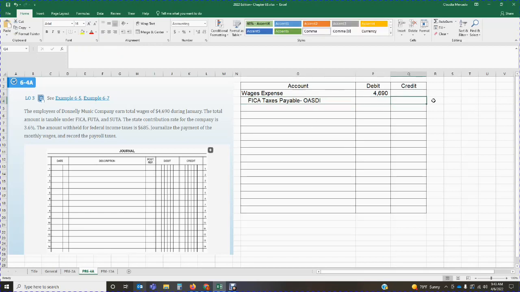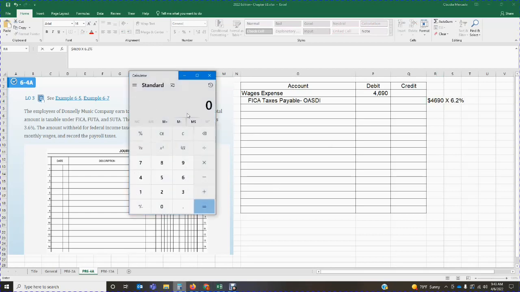So, I'm going to do my calculations on the side. Remember, the problem says that the total amount of the wages, which is the $4,690, is taxable for FICA, FUTA, and SUTA. Okay, in this problem, everything is taxable. The whole $4,690 is taxable. My OASDI rate is 6.2%. So $4,690 times 6.2% gives me $290.78.